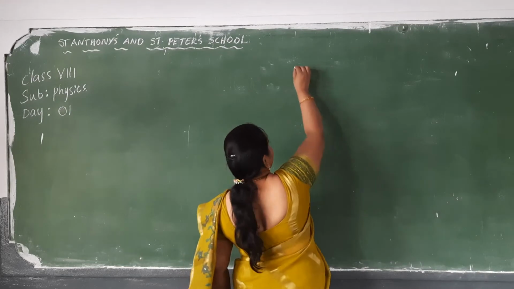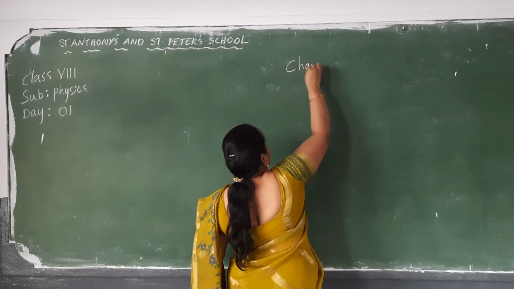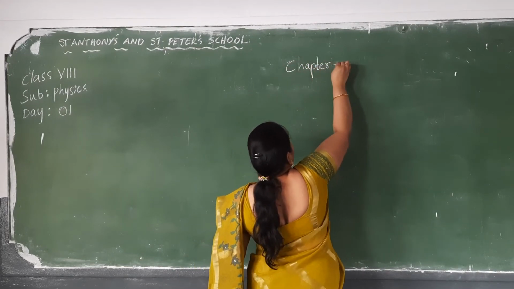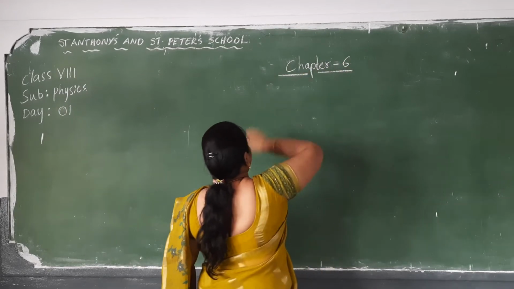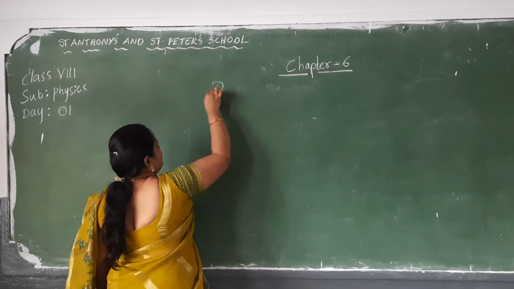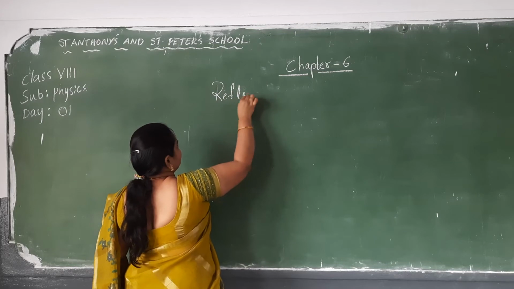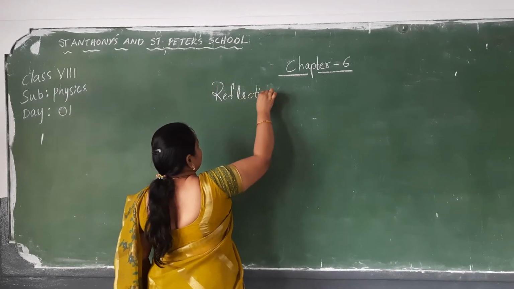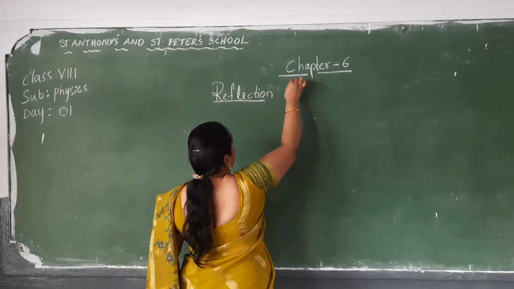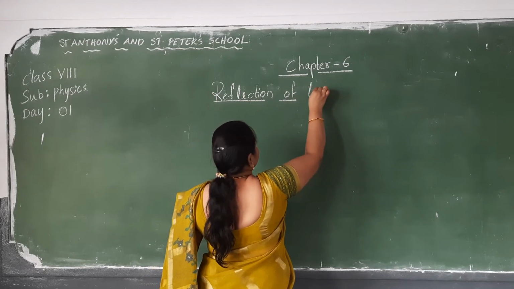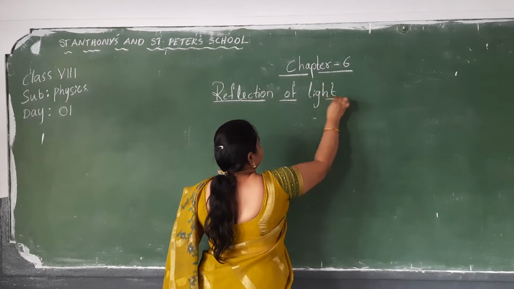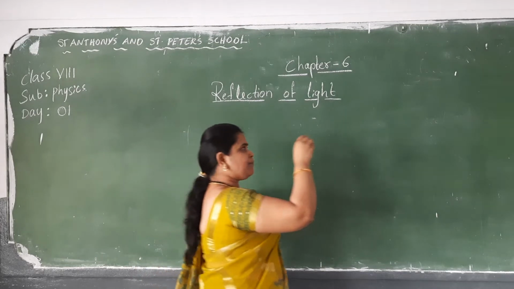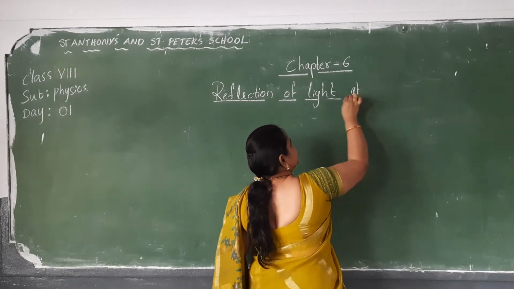I'll just write the name of the chapter. Chapter 6. And what is it, students? Reflection of light. Reflection of light at plane surfaces.